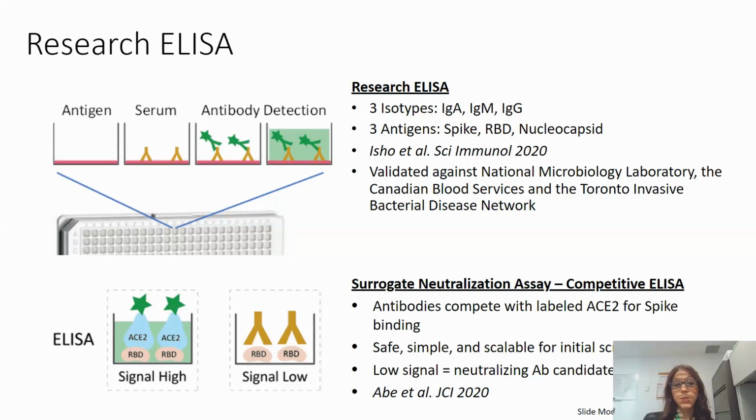They've also developed a surrogate neutralization assay, which is a competitive ELISA where antibodies compete with labeled ACE2 for spike binding. And the development of this assay and the details of it are also published in an early publication from 2020.